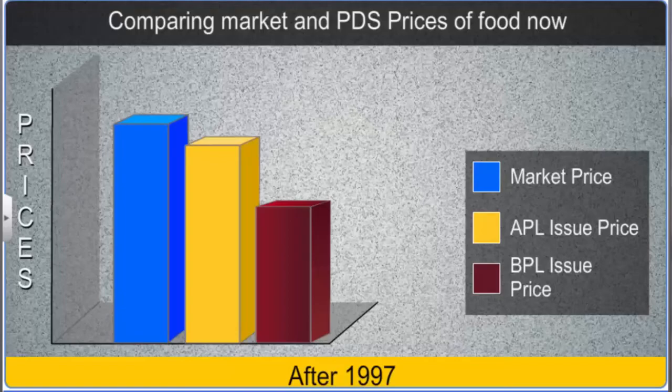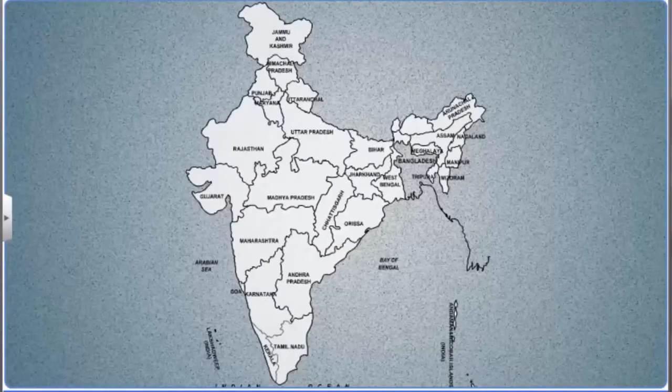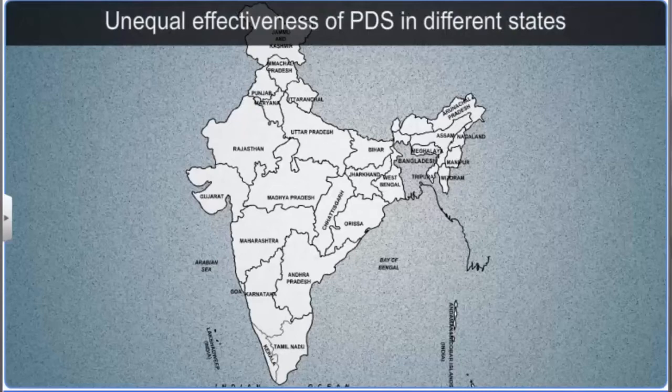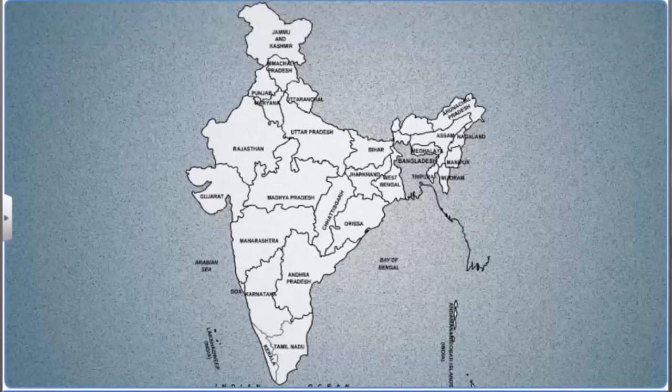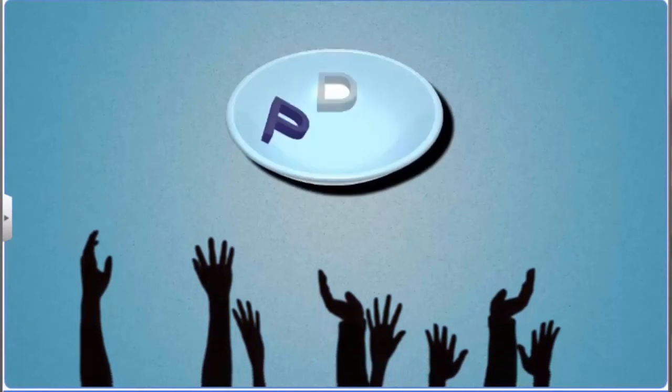Another concern about PDS is its unequal effectiveness in different states. While the average consumption of PDS grains is 3 to 4 kilograms per person per month in the states of Kerala, Karnataka, Tamil Nadu and Himachal Pradesh, the figure is less than 300 grams per person per month in the states of Uttar Pradesh, Bihar and Orissa.